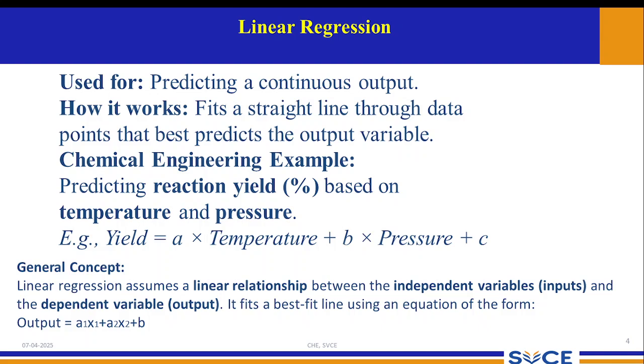Here the input variable and the output variable are correlated, and the model knows the structured labeled data. This algorithm will help you to understand the relationship for new data as well. The general concept is that linear regression assumes a linear relationship between the independent variables and the dependent variable. It best fits a line using an equation of the form output equals a1 x1 plus a2 x2 plus dot dot dot up to an xn plus b. So it is the y equals mx plus c format.